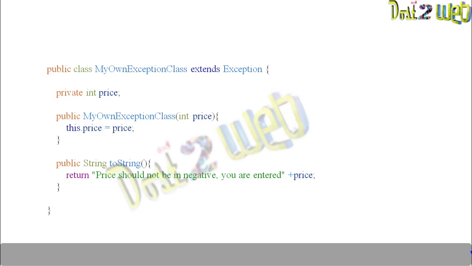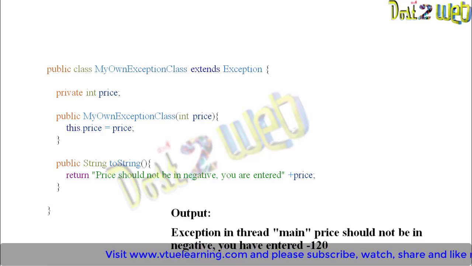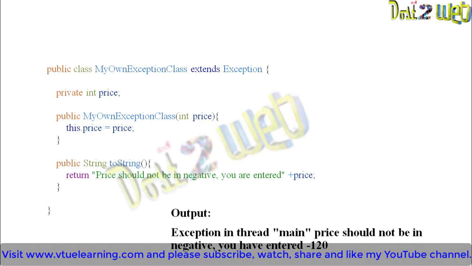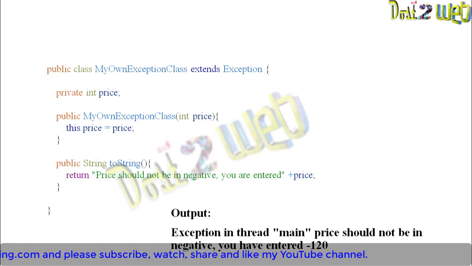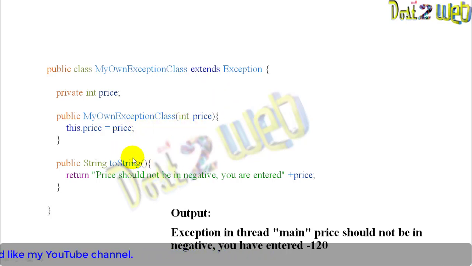When that situation occurs, how are you going to define the exception? You can use your own exception class in Java. You have to use toString to define your own exception. When you run it, obviously it will give you the output: exception in thread main, price should not be negative, because we have defined the exception, declared the exception, and handled the exception using toString. You can see that the negative value you entered is -120.